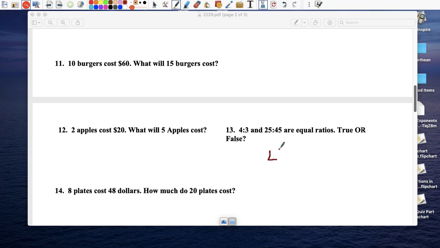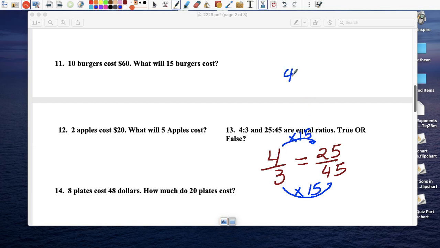4 to 3, let's write it as a fraction, is 4 to 3 equal to 25 to 45. True or false? What about here? 3 times 15 is 45. If they're the same, then 4 times 15 should be 25. Is 4 times 15 equal to 25? No. 4 times 15 equals 60. So this one is not correct. So this one is false. It is not a proportion.